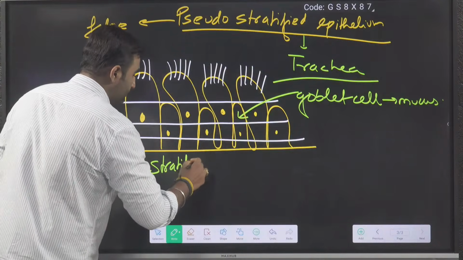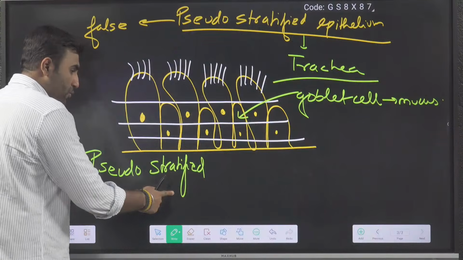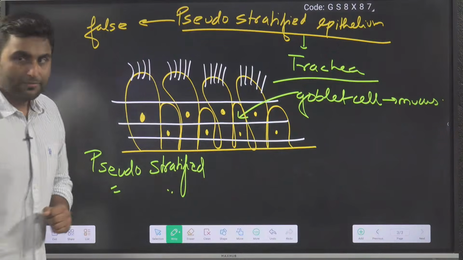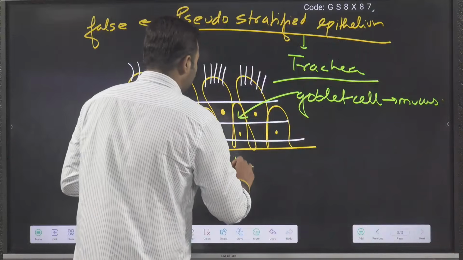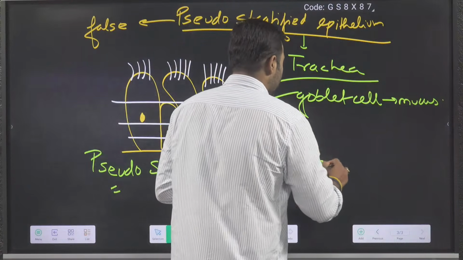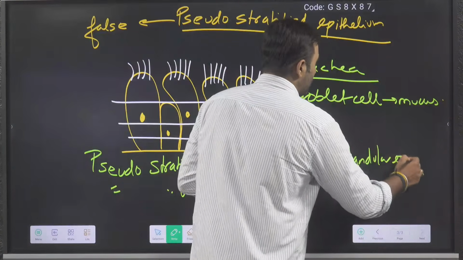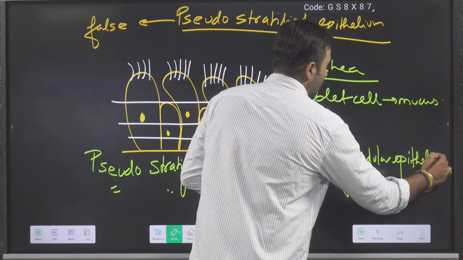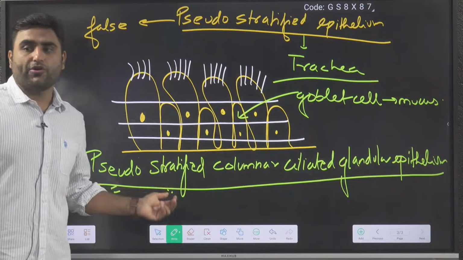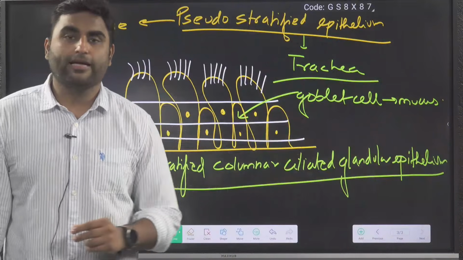Pseudo-stratified, falsely appearing double layer. When something is falsely appearing double layer, it is actually single. Pseudo-stratified columnar ciliated glandular epithelium. What is the name of this tissue? The name of the tissue is a very, very short name. It is a pseudo-stratified columnar ciliated glandular epithelium.